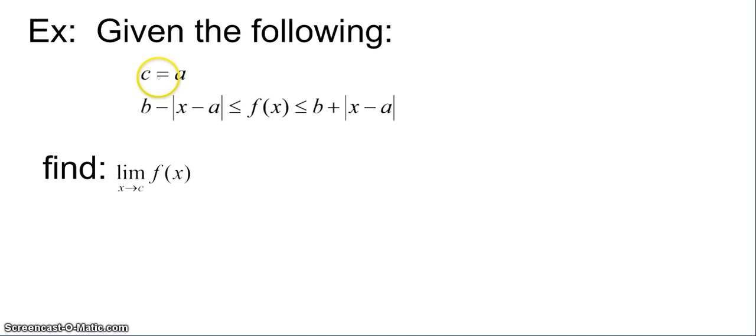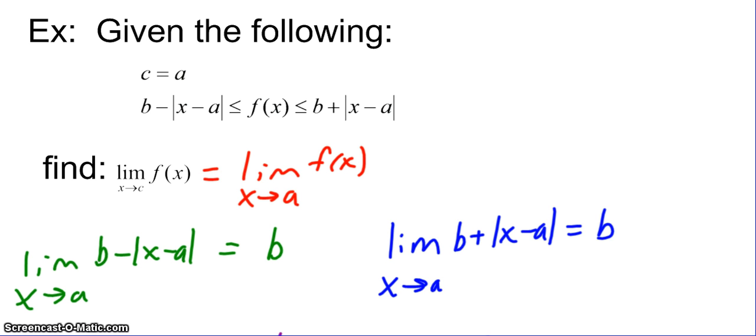If you're given that c equals a, I want you to find the limit as x goes to c of f of x, given that f of x is greater than or equal to b minus the absolute value of x minus a, and less than or equal to b plus the absolute value of x minus a. Pause the video, try this, unpause it when you're ready to check your work. I will give you a hint, it shouldn't be a ton of work.